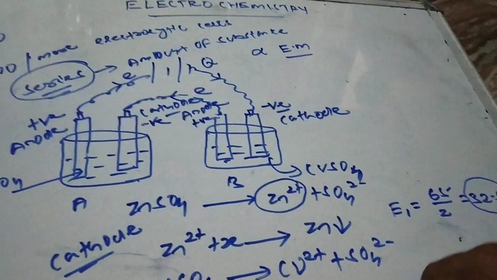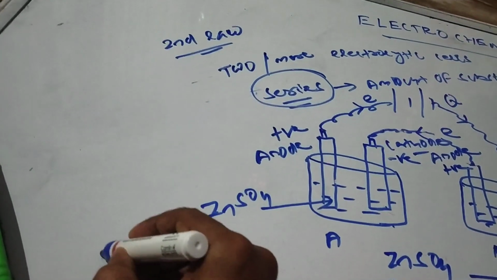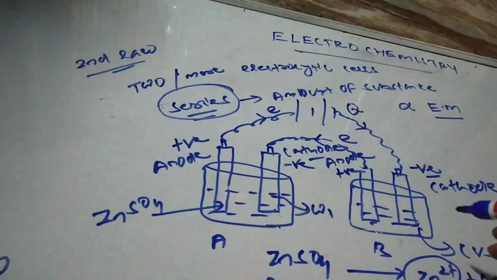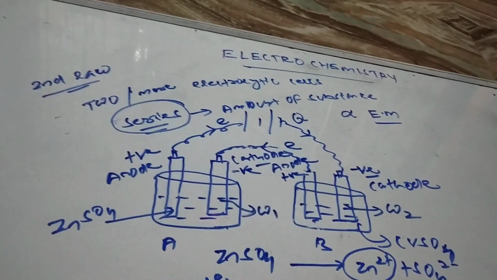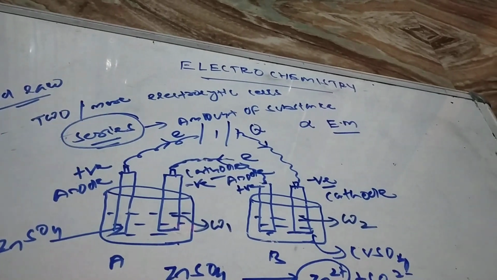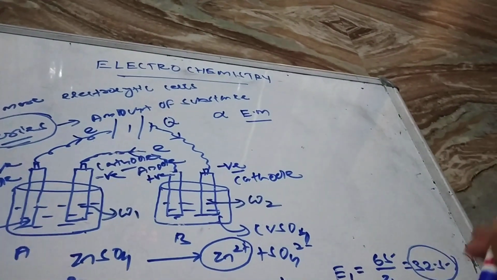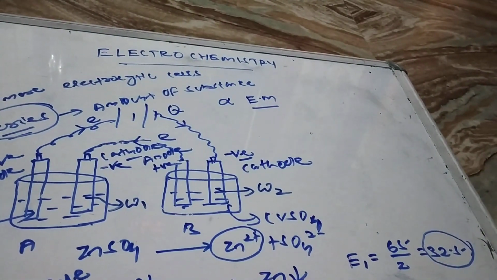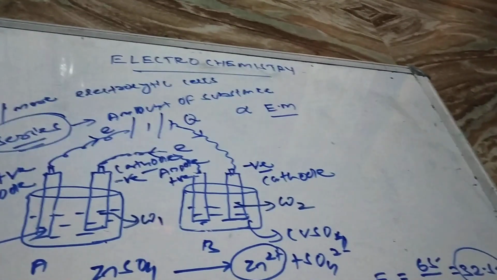So now I can say the relation is W. If zinc deposited is, let's say, W1 gram and the copper deposited is W2 gram. If I am passing 1 Faraday charge, the amount of zinc deposited is 32.5 gram. If I pass 2 Faraday charge, the amount of zinc deposited will be double of it. So when I increase the amount of charge, the amount of substance deposited also increases.